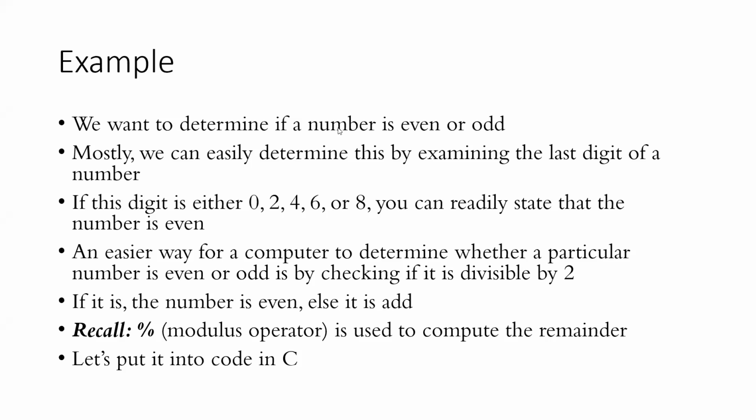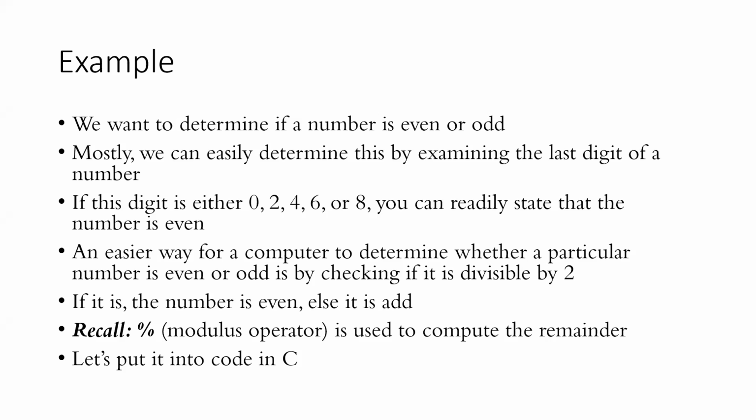Okay, so in our next example, we want to determine whether a number is even or odd. Mostly we can easily determine this by examining the last digit of the number. If your digit is either 0, 2, 4, 6, or 8, you can readily state that the number is even. But how can your computer determine that?